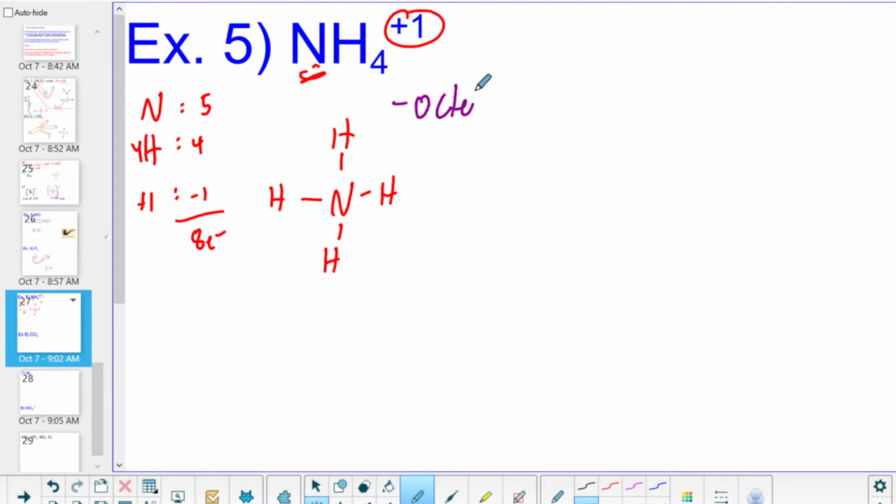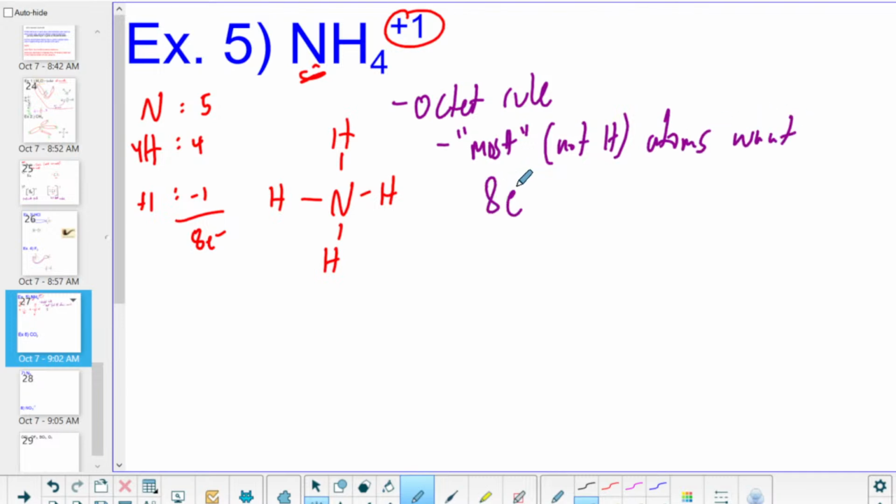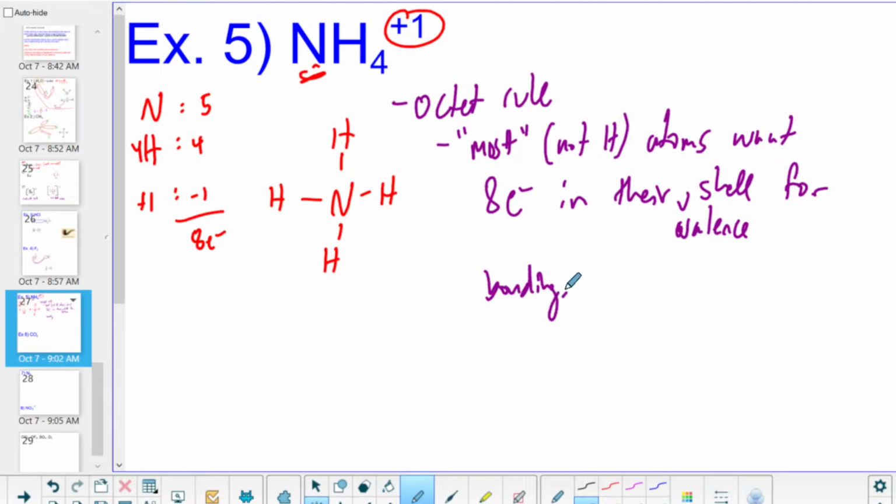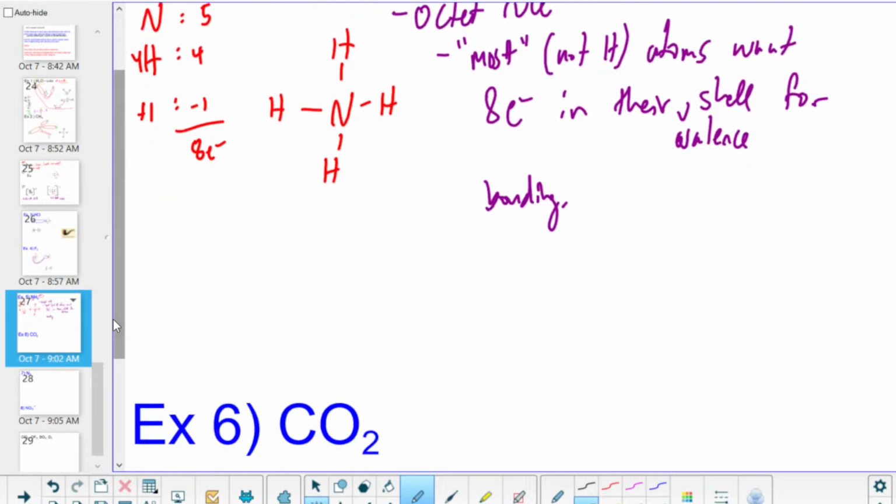This is known as the octet rule. So add that in. Most, not hydrogen, atoms want 8 electrons in their valence shell for bonding. And I say most because everything we do, except for hydrogen, follows the octet rule, but there's like 80,000 exceptions. And so immediately your teacher next year will say that they lied.